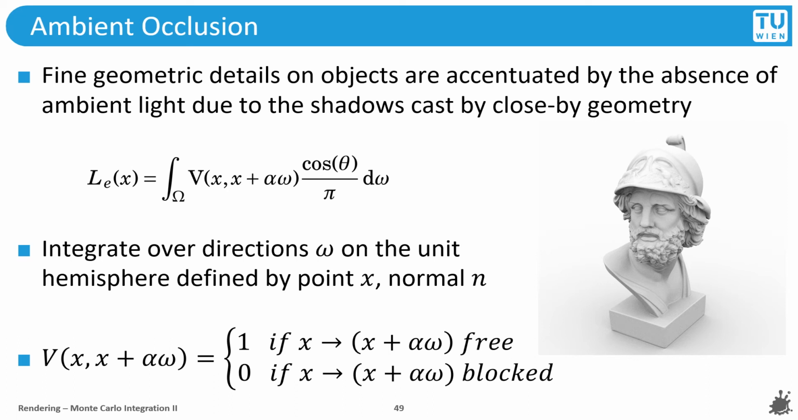Here we see a summary of ambient occlusion again, and we also see what the Ajax bust looks like with ambient occlusion enabled. As you can see, surface details are highlighted because the ridges and tight corners can be identified by the shadows they receive. And this can be achieved by using this simple integral over the unit hemisphere with basic visibility functions.